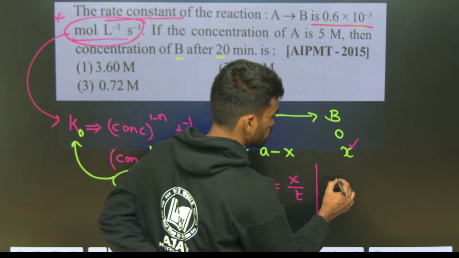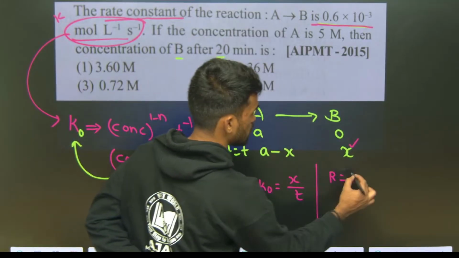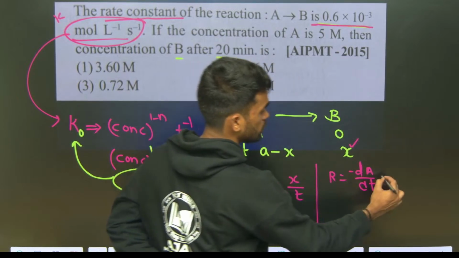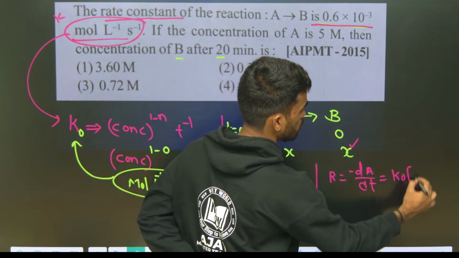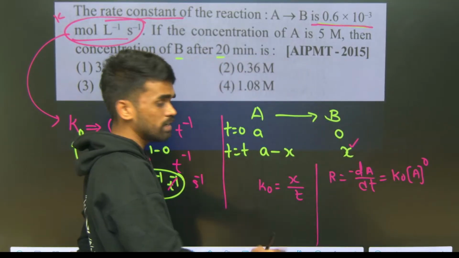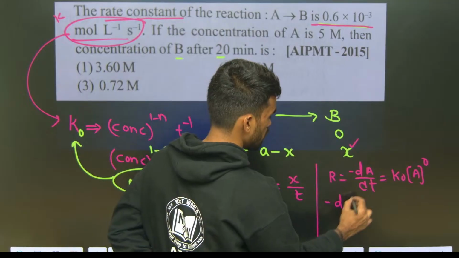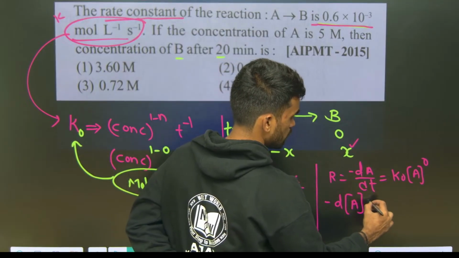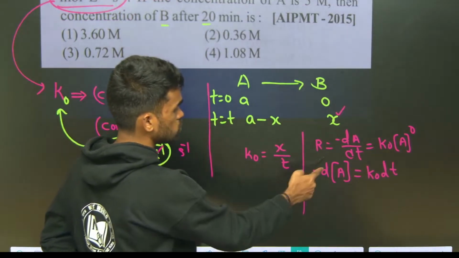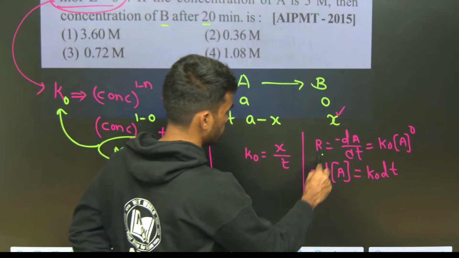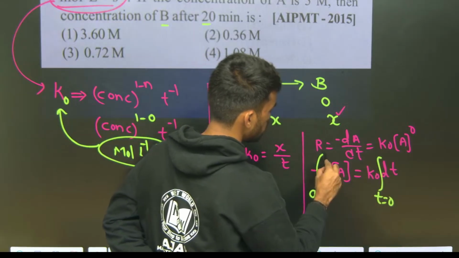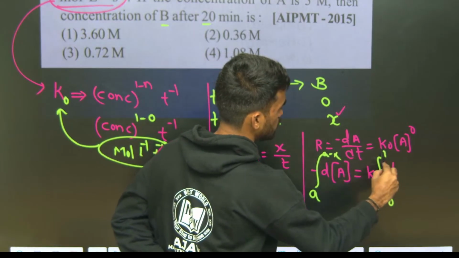Okay, so how do you take? So rate equals to change in concentration, minus dA by dt, which is equals to K naught into A power 0. So A power 0, something power 0 is what? 1, right? So that will become 1. So minus dA equals to K naught dt. Okay, just integrate this equation from A at a time t equals to 0 and A minus X at a time t equals to t.